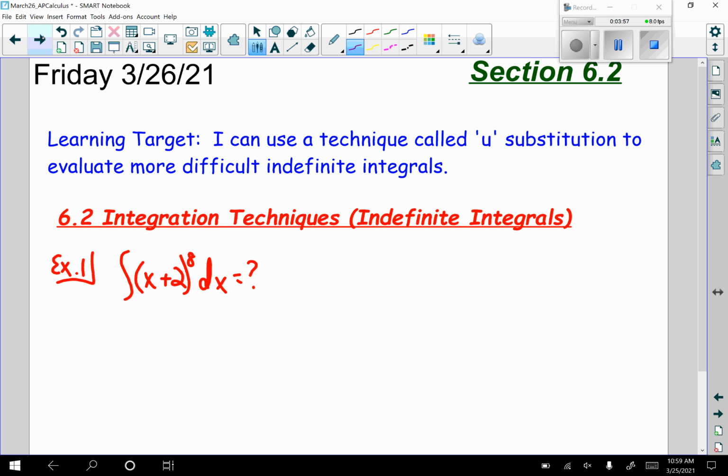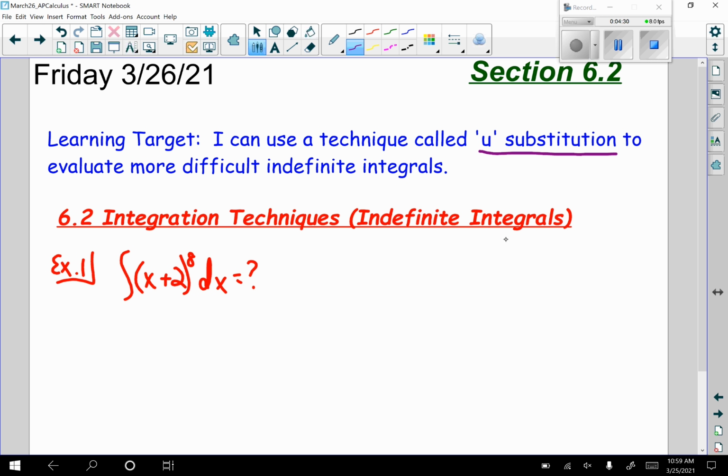All right, we're going to start section 6.2 today. We're going to spend a few days on this, and it's an integration technique. It's called U substitution. And this is going to help us evaluate more difficult indefinite integrals. Now, normally what we would try to do is simplify the expression, or if, say, this was a quantity squared or a quantity cubed, we could actually expand it to see the individual terms. We definitely don't want to do that here.